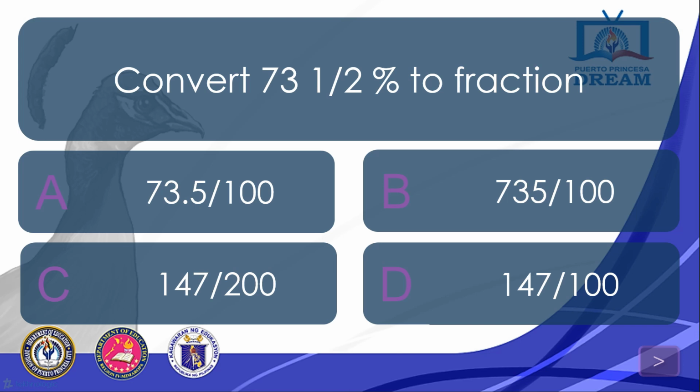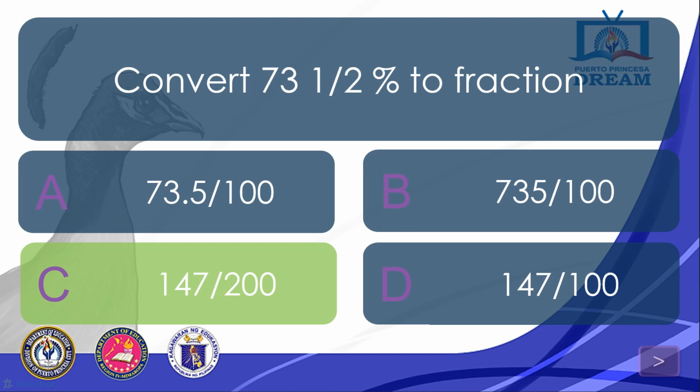Convert 73 and 1/2% to fraction. A. 73.5 over 100. B. 735 over 100. C. 147 over 200. D. 147 over 100. The correct answer is C. 147 over 200.